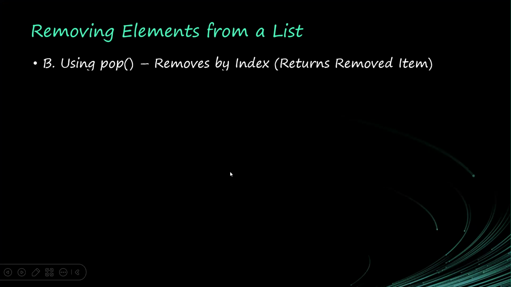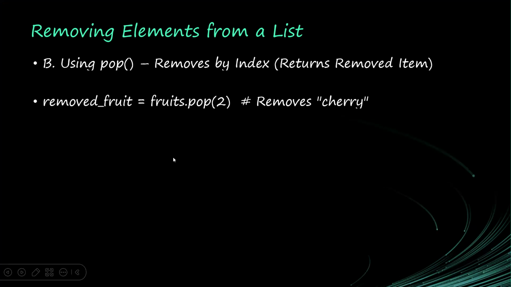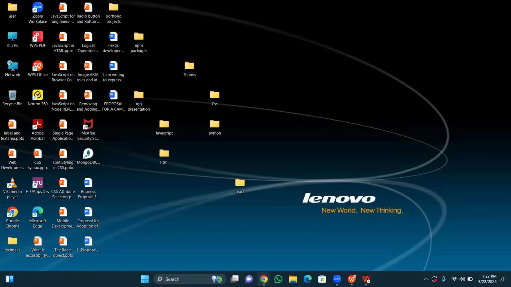You can also use the pop method, but the pop method will remove by index. And when you remove that element with pop, it will return it back to you, so in case you want to work with it, you can. With the remove method, you're giving it the value. But with the pop method, you're giving it the index, and it will return that element back to you.